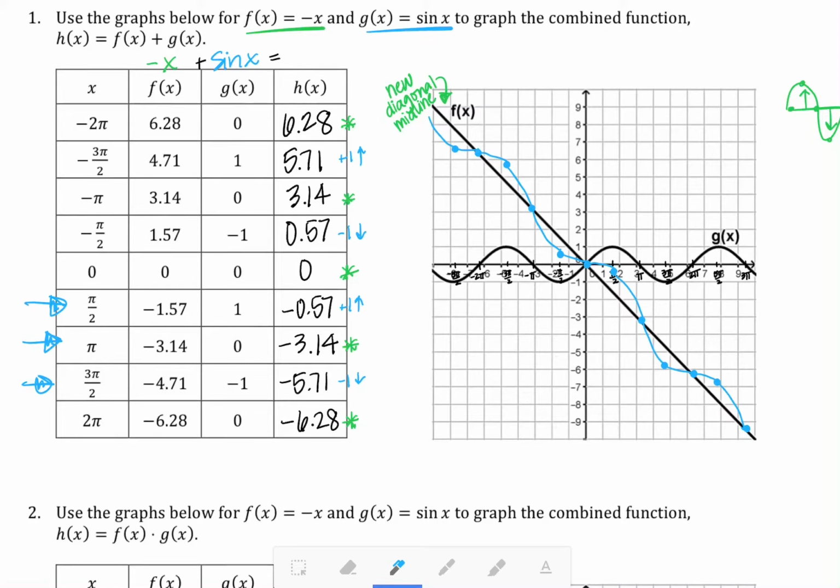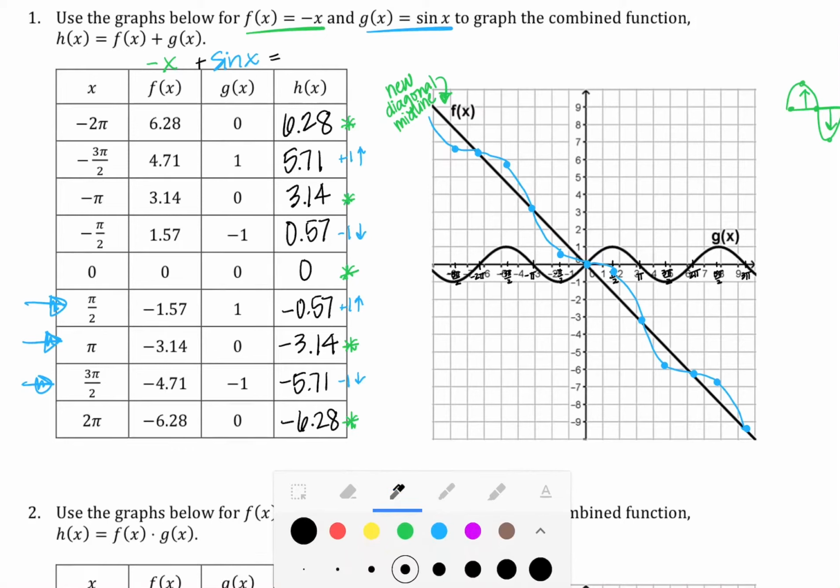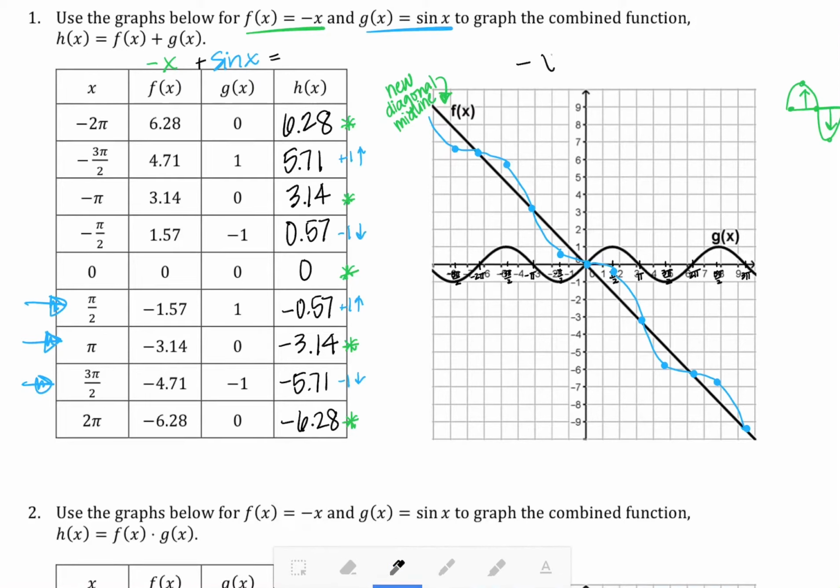Okay, so I want to remind you that this right here is the function negative x plus sine x. And adding those two functions together just gave me the same sine function we know and are familiar with, but with a diagonal midline. Instead of a constant, it is now a diagonal midline.